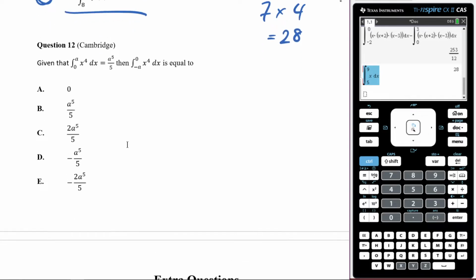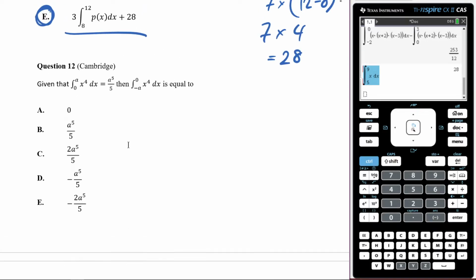We keep on going. All right. We'll make this the last question, shall we? This one is a little confusing. Look at it. Question 12. It says, given that the integral from 0 to a of x to the 4 dx is a to the 5 on 5, and then the integral from negative a to 0 of x to the 4. Ooh, all right.